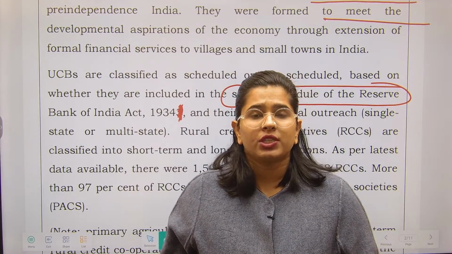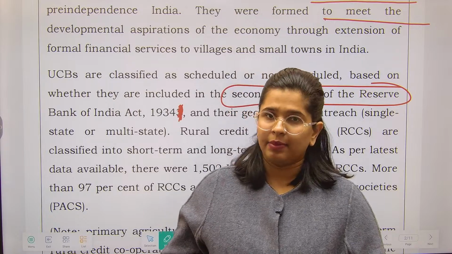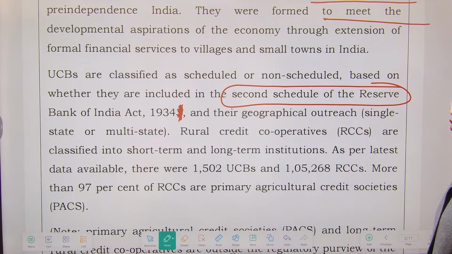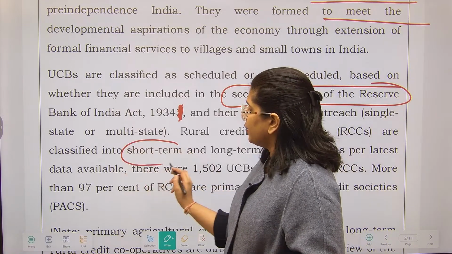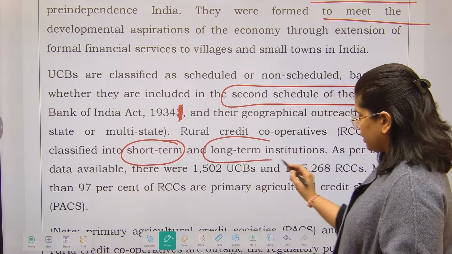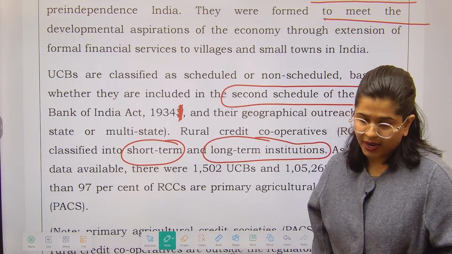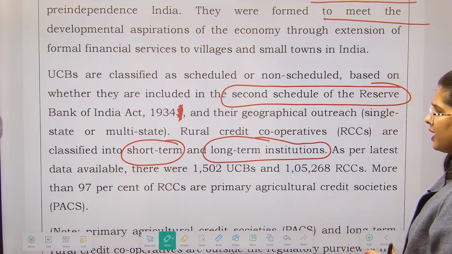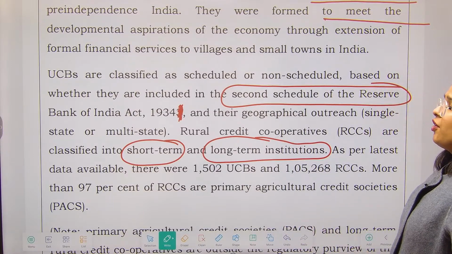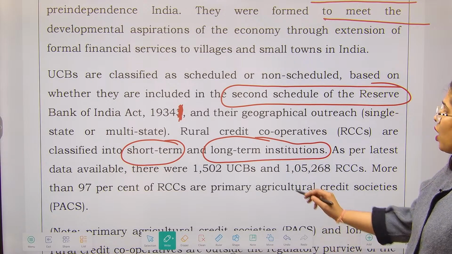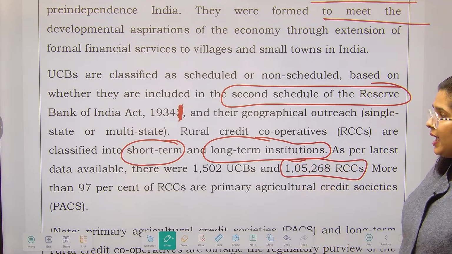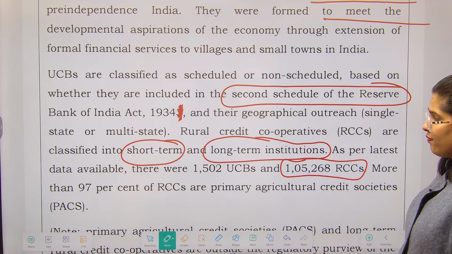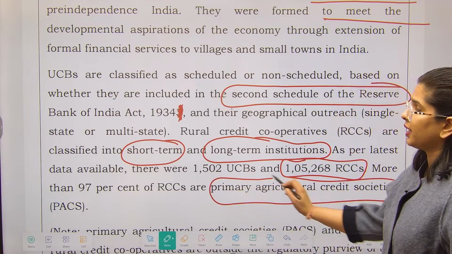The same thing which is applicable to the commercial banks is applicable to the urban cooperatives as well. Rural credit cooperatives are classified into short term or long term institutions on the basis of the finance that they are providing. ठीक है, जिस तरीके का finance provide करेंगे उसी type में इनको include किया जाएगा. As per the latest data available, there were 1502 urban cooperative banks and 1,05,268 rural cooperative banks. More than 97% of rural cooperative banks are primary agriculture credit societies.